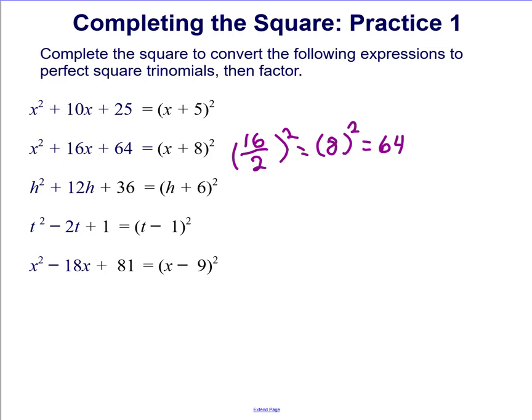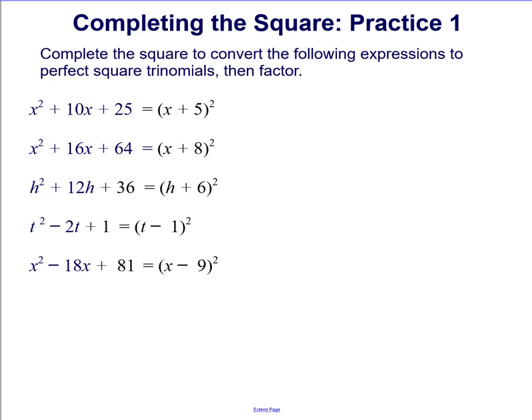How do I take 12 and find out the missing term to get 36? Well, again, I take the middle term, 12, I divide that by 2, and square it. Well, half of 12 is 6, and 6 squared is equal to 36. And that's how I get this missing term. That factors into h plus 6 squared. Now let's take a look at the last two.